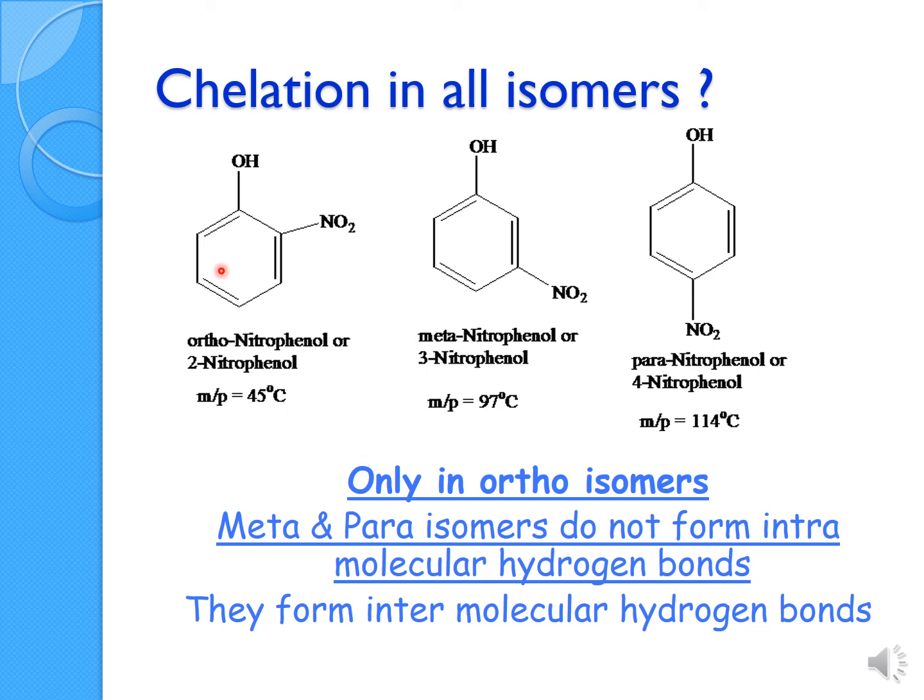What about ortho? Orthonitrophenol cannot form intermolecular hydrogen bonds. It can only form what? Intramolecular hydrogen bonds. Because once the hydrogen bond is formed inside the molecule itself, it cannot form another hydrogen bond with another molecule. So chelation is possible only in ortho isomers. Or in short, you can say intramolecular hydrogen bonding is found only in ortho isomers. Meta and para isomers can form only intermolecular hydrogen bonds.